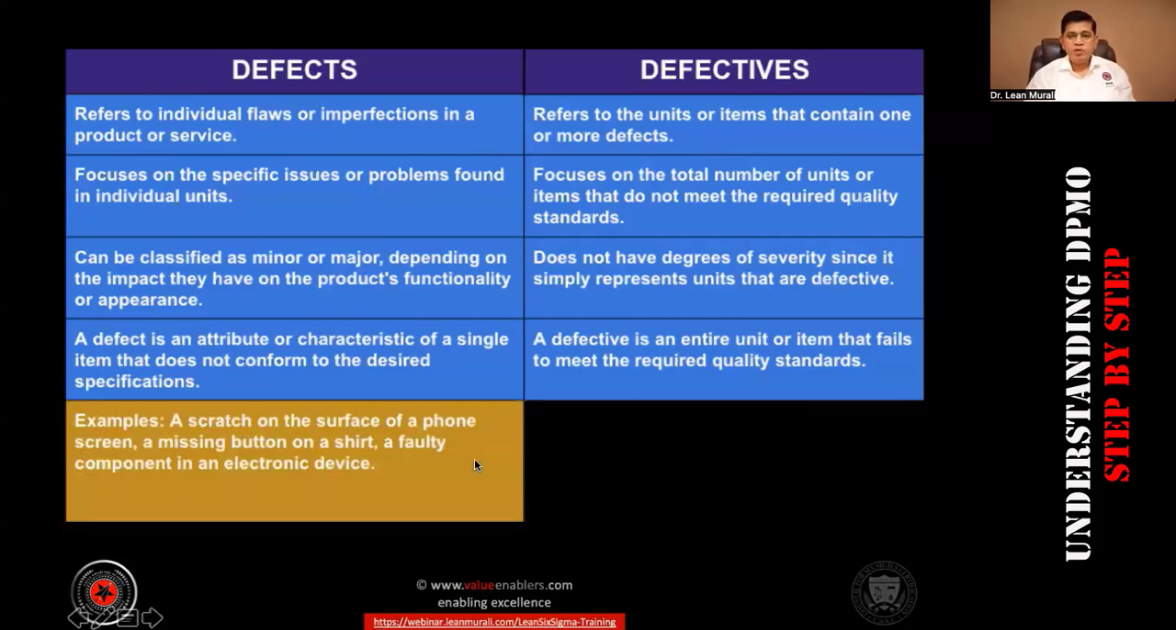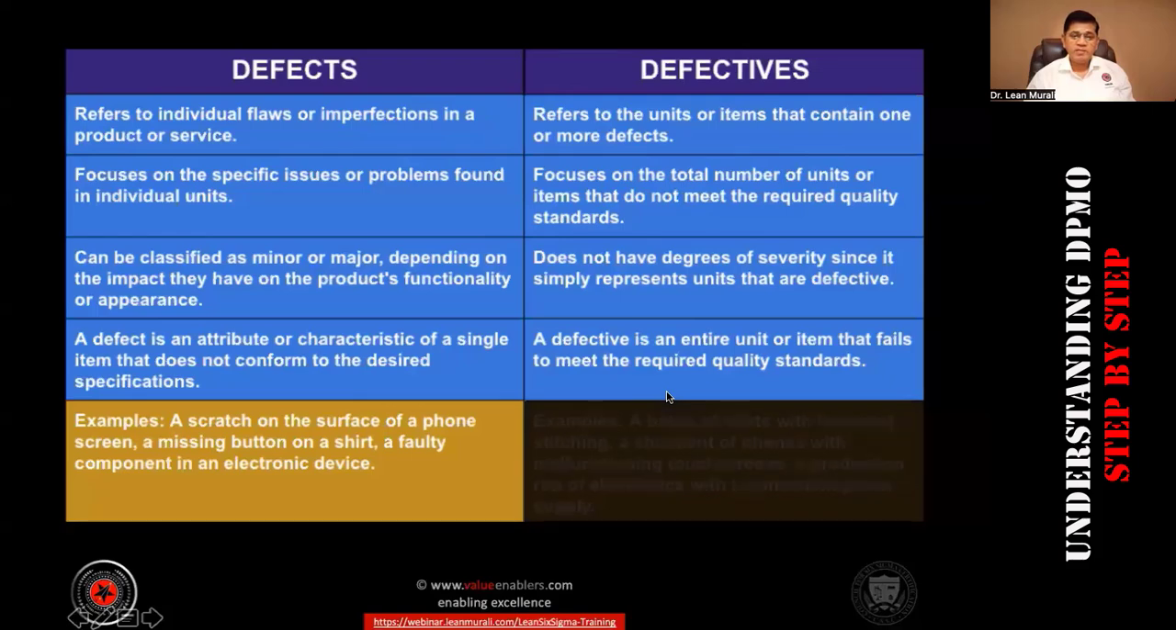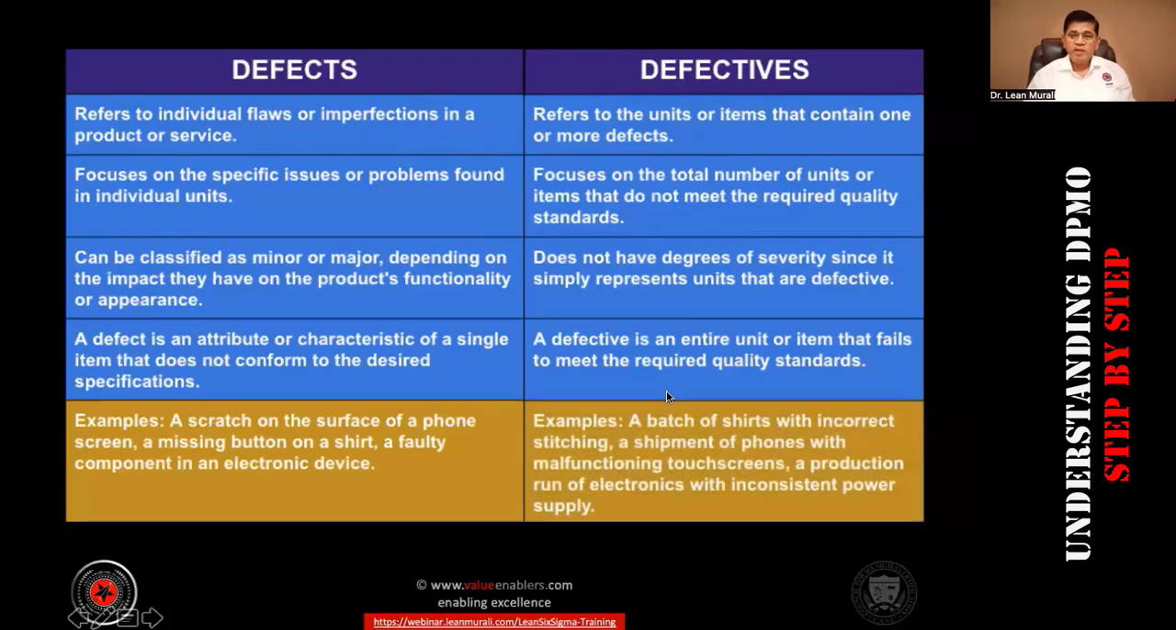So examples I'll tell you for those who want to understand this better. A scratch on the surface of the phone screen, a missing button on the shirt, a faulty component in the electronic device. These are all examples of defects, whereas defective is a batch of shirts with incorrect stitching, a shipment of phones with malfunctioning touch screens, a production run of electronics with inconsistent quality.